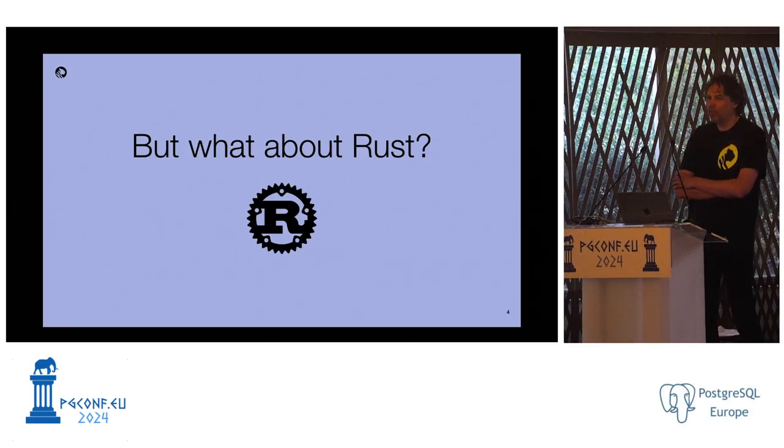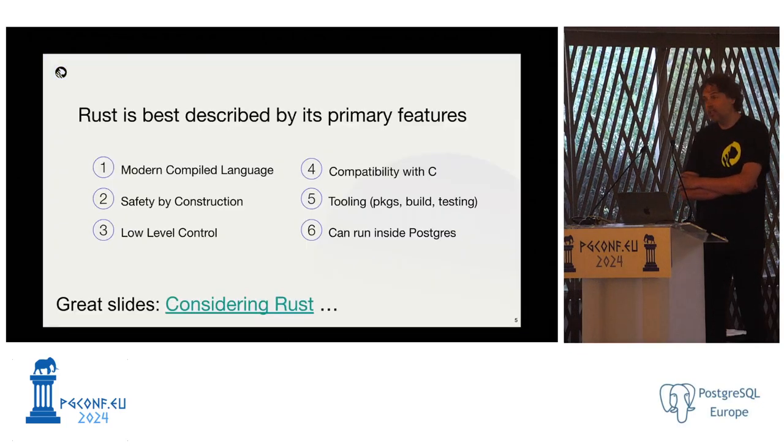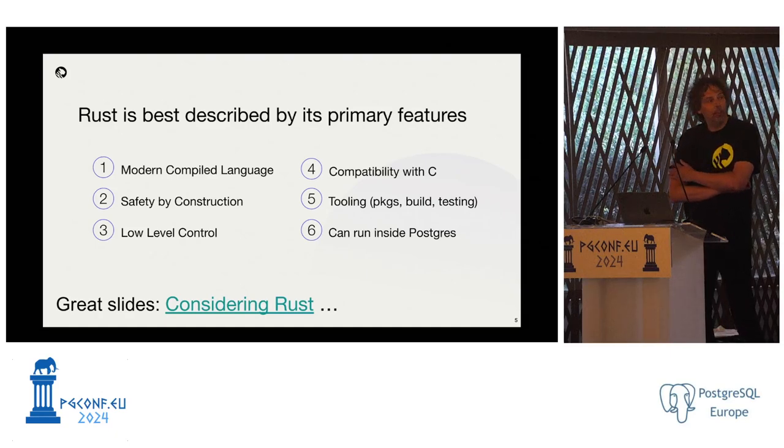Okay, so we've got maybe three quarters. That's pretty good. So Rust is a programming language that's best described by its primary features. And when I upload the slides, there's a great talk considering Rust. I'd really recommend you check that out. But at a really high level summary, Rust is a modern compiled language. So what do I mean by modern? It's a language that has things like iterators, and it has some concepts of functional programming. It's got a really great standard library.